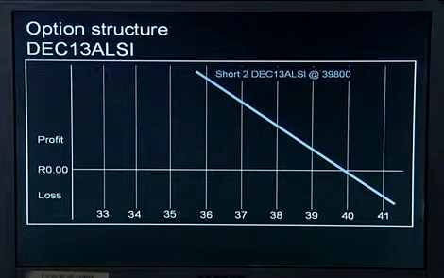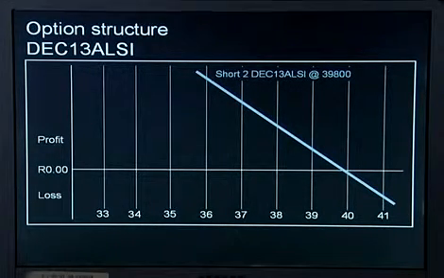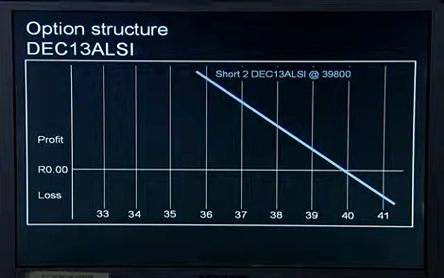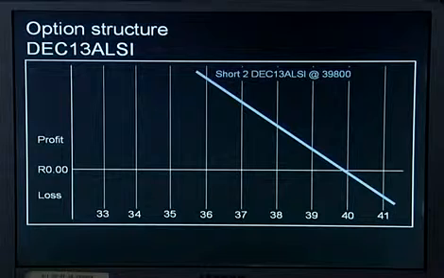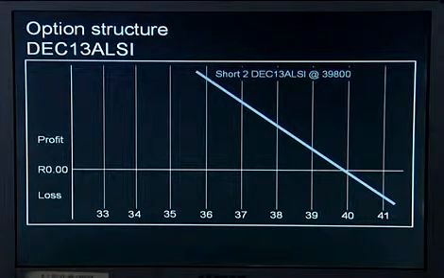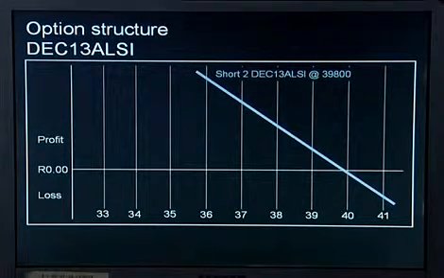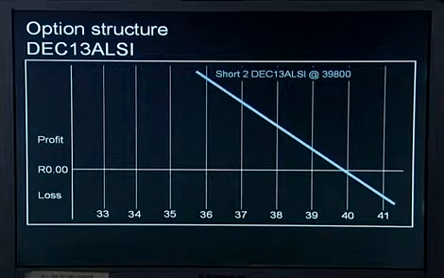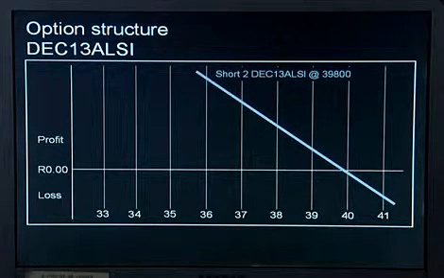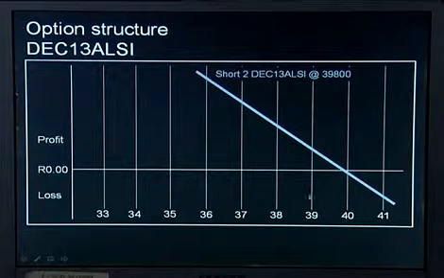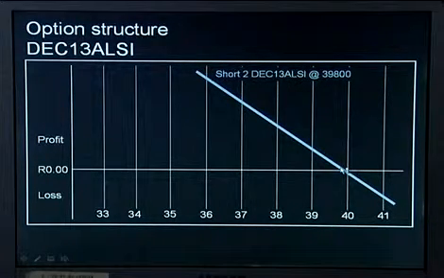I've done this on the December 2013 top 40 future. I've gone short of 2 contracts at a level of 39,800. Now remember that every 1 point on this futures contract represents 10 Rand. So by virtue of the fact that I've done 2 of them, it means that effectively I've got 20 Rand per point worth of exposure. And if you take that 39,800 points, times it by 20 Rand, you've come out at 796,000 Rand exposure. So effectively what you can say is that I'm short from this point over here at 39,800.